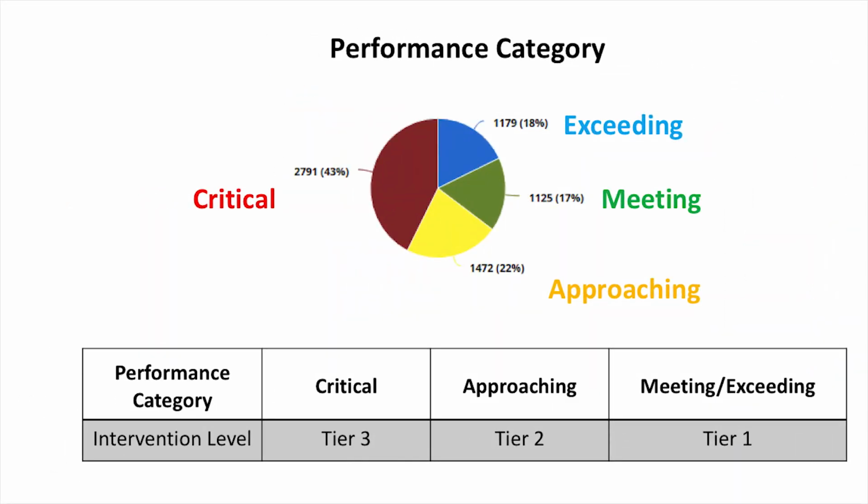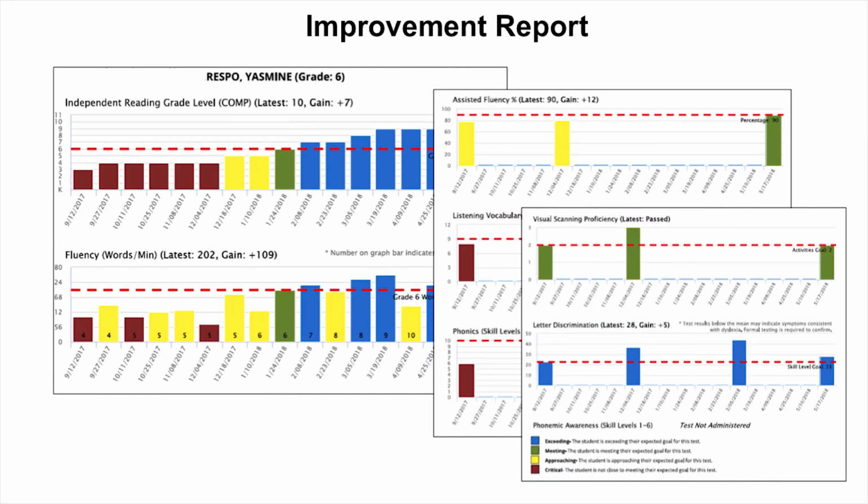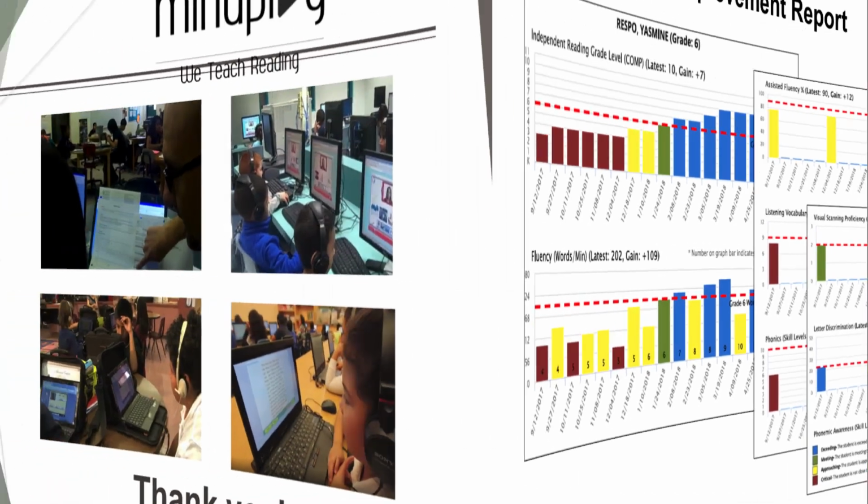At the district, school, and class levels, 4 performance categories are tracked: exceeds grade level, meets grade level, approaches grade level, and falls below grade level. Student level reports display all test data points for benchmark and progress monitoring testing.